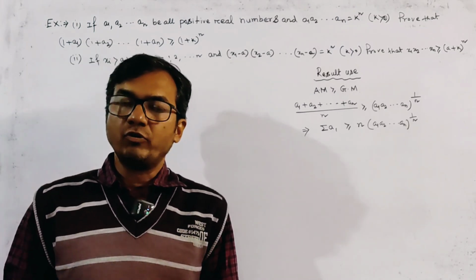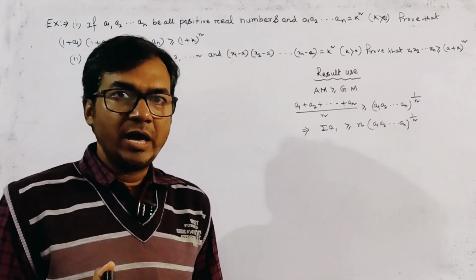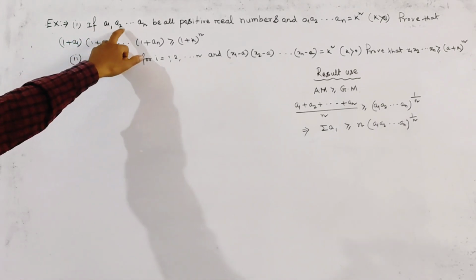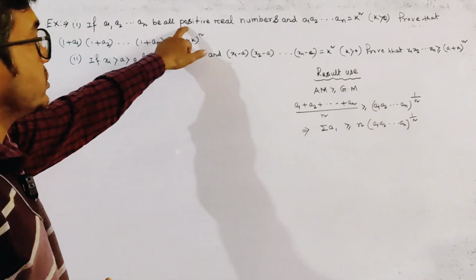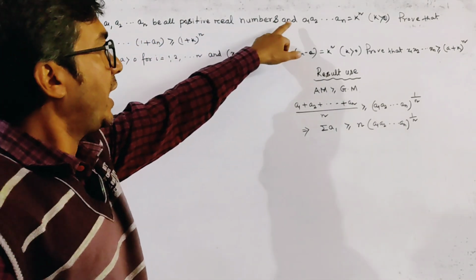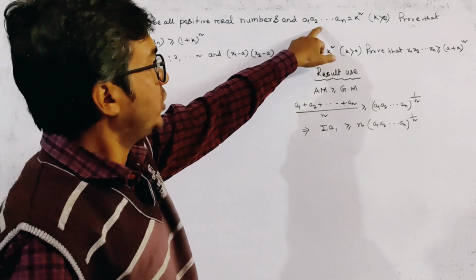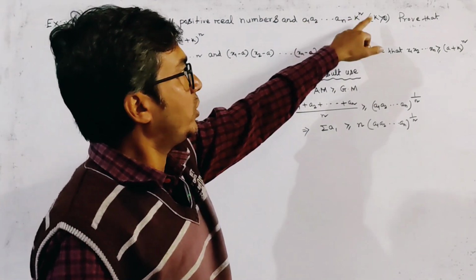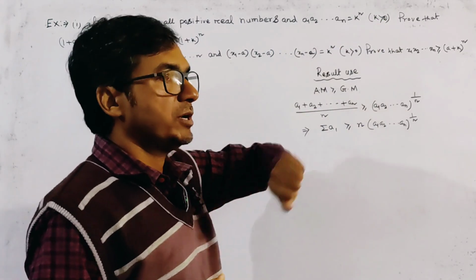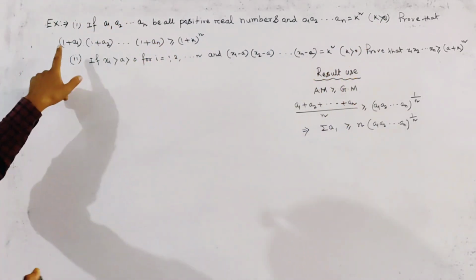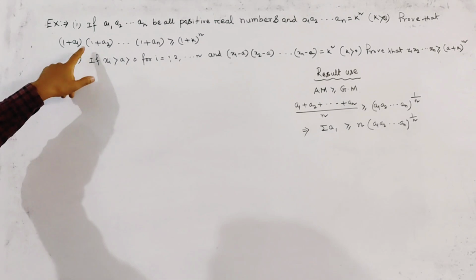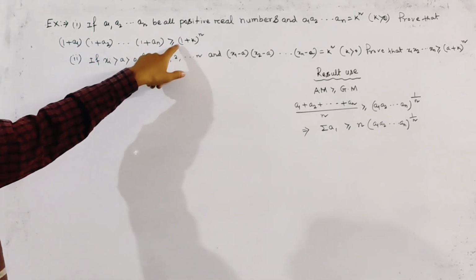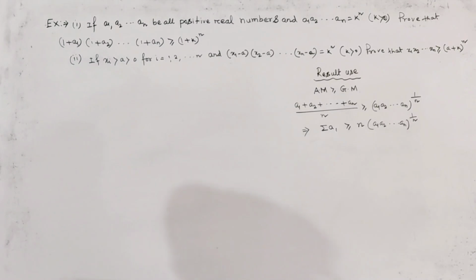Today's problem is from inequality, and the problem is: if a1, a2 to an are all positive real numbers and the product a1 into a2 to an is given by k to the power n, where k is also a positive number, prove that (1 plus a1)(1 plus a2) to (1 plus an) is greater than or equal to (1 plus k) whole to the power n.